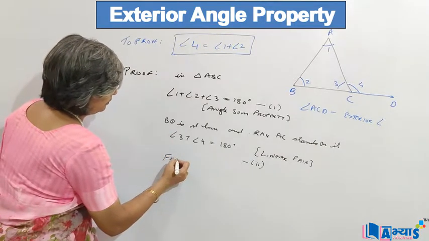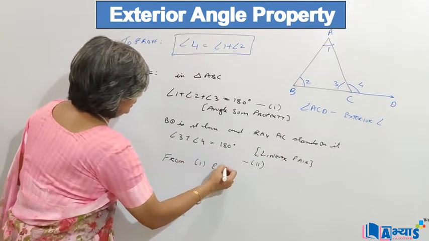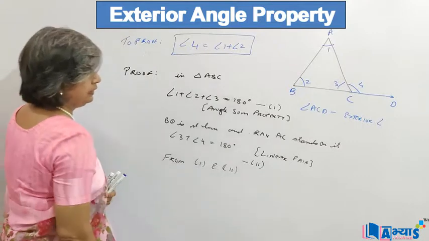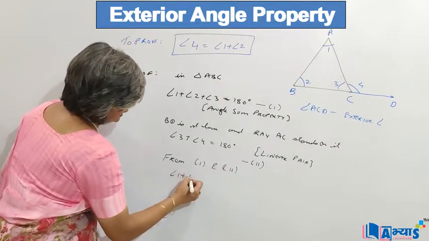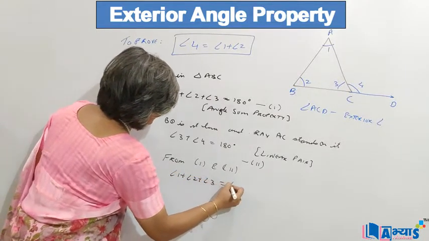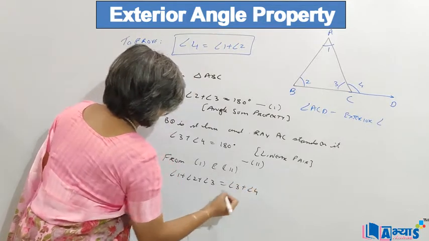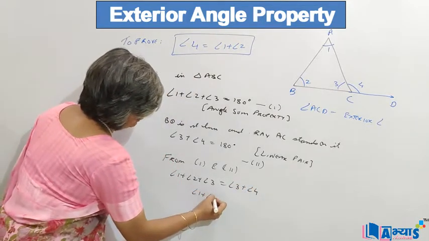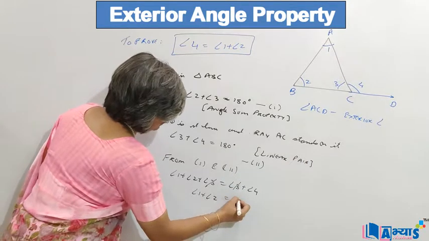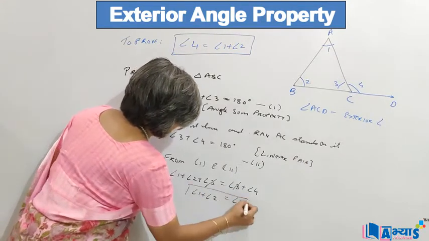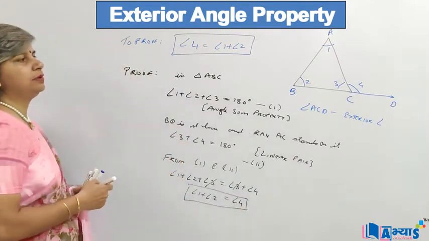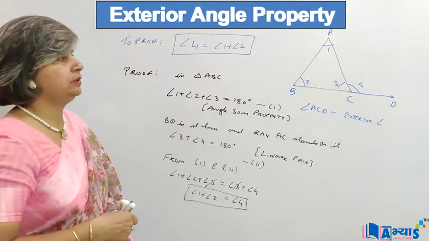From 1 and 2, we can say that angle 1 plus angle 2 plus angle 3 is equal to angle 3 plus angle 4, or we can say that angle 1 plus angle 2 is equal to angle 4. So this is how we can prove that the exterior angle is equal to the sum of interior opposite angles.